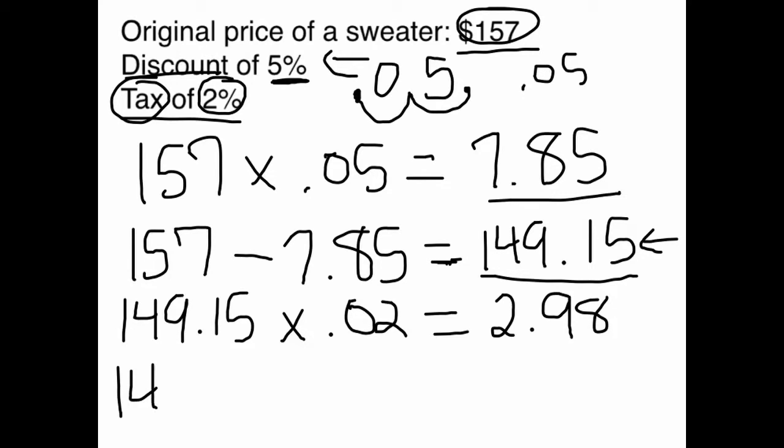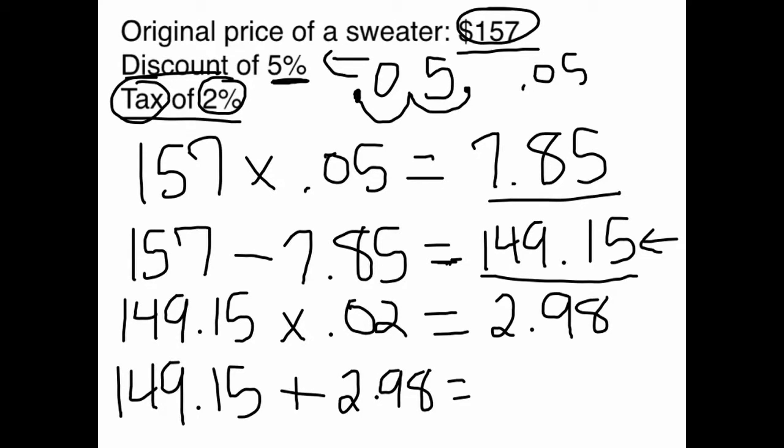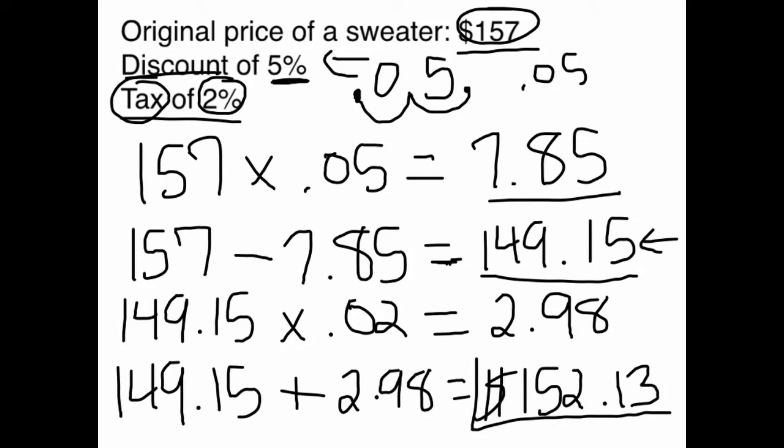So I'm going to take $149.15. I'm going to add $2.98. If I add those two together, my final price comes out to $152.13. And that's it. Let's do another example.